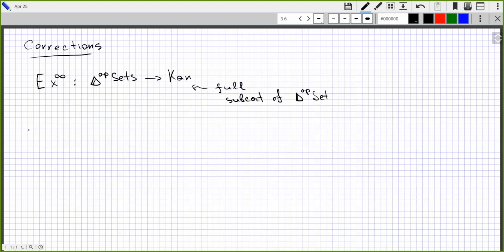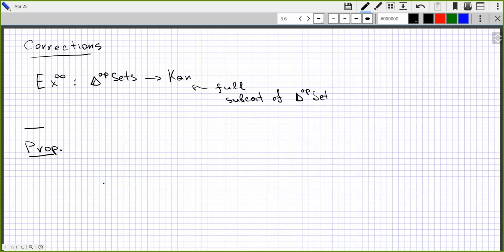What else? We didn't actually show that the definition of infinity groupoid admits the following, how would you say, well, what I want to say is that every morphism in a Kan complex, when we view it as an infinity category, is invertible.